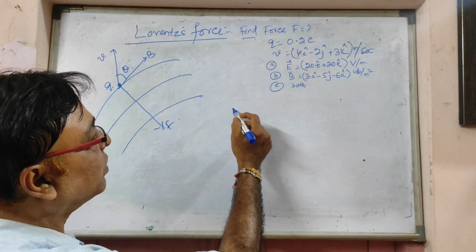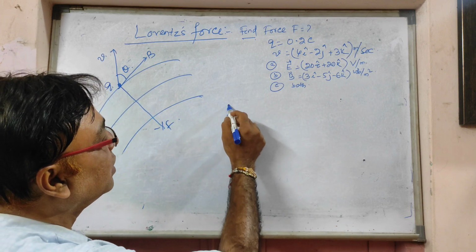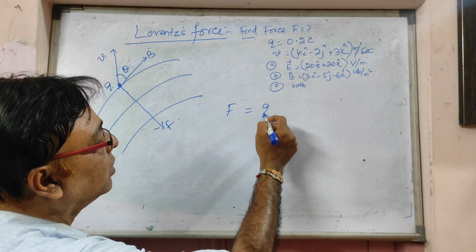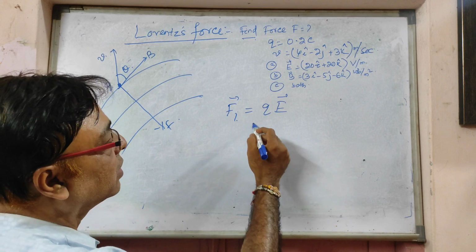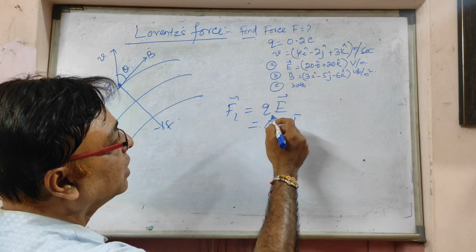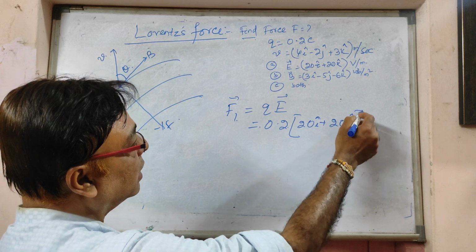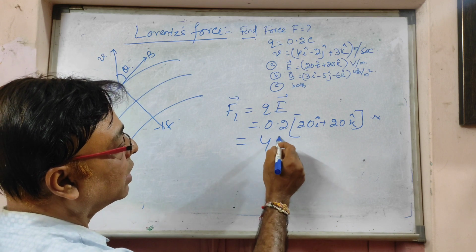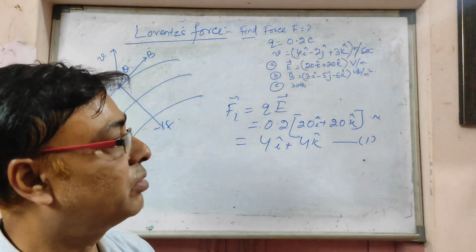First, we find the force acting on the charge due to the electric field alone. We know that F1 is equal to Q into E, where Q is 0.2 coulomb and E is 20I plus 20K. If we multiply, the force in Newtons will be 4I plus 4K. This is the force acting on the charge due to the electric field alone.